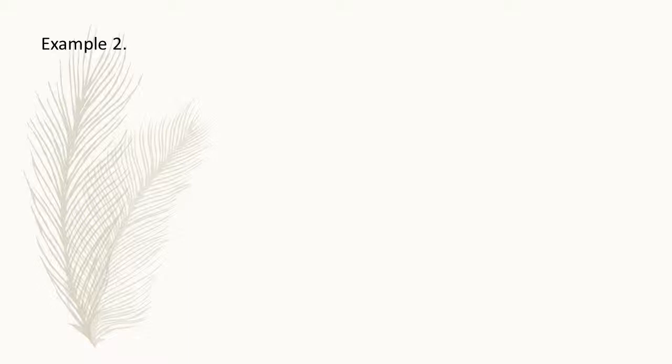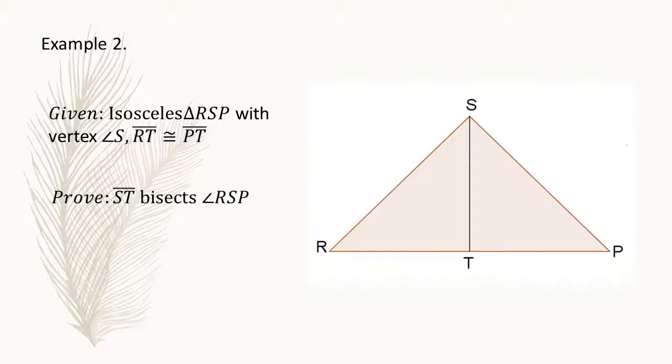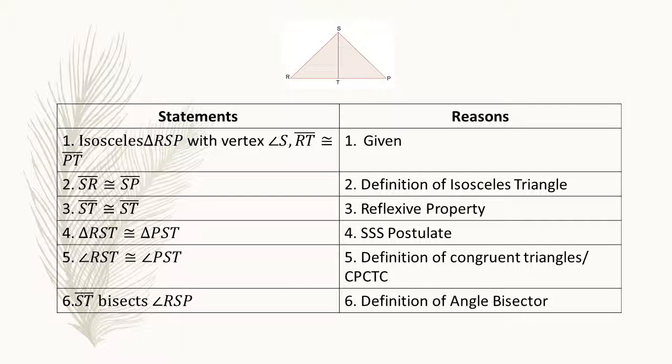Next, we have example number 2. Given this triangle, given isosceles triangle RSP with vertex angle S and RT is congruent to PT. We have to prove that line segment ST bisects angle RSP. To prove that, we have here the triangle and a two-column proof. First, the statements and its reasons.